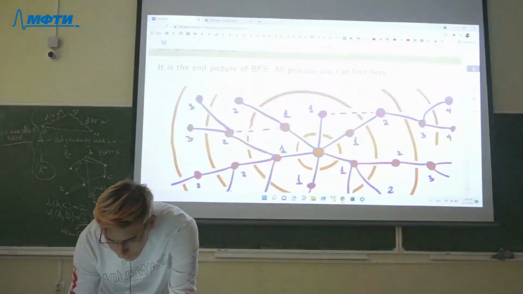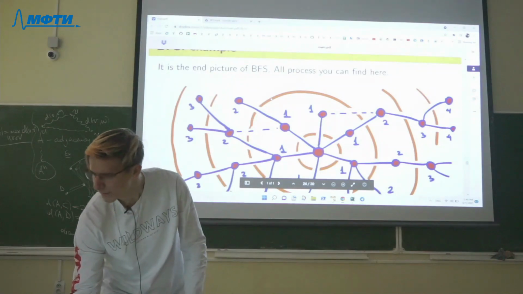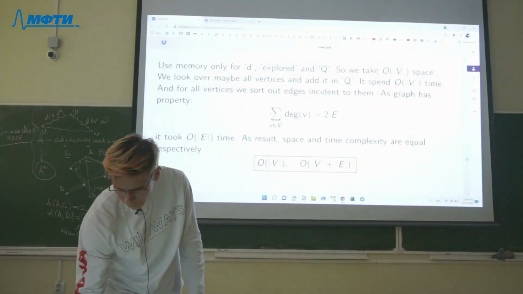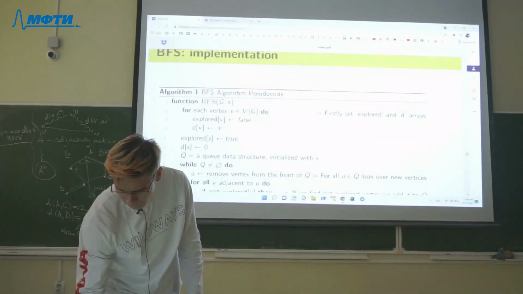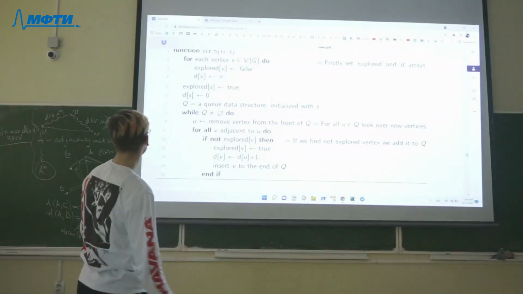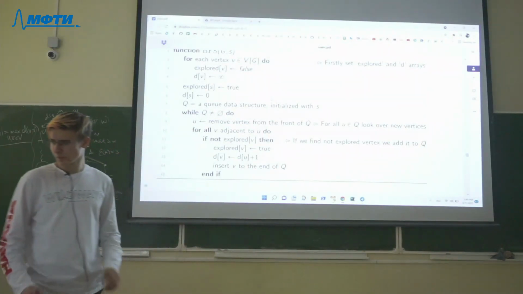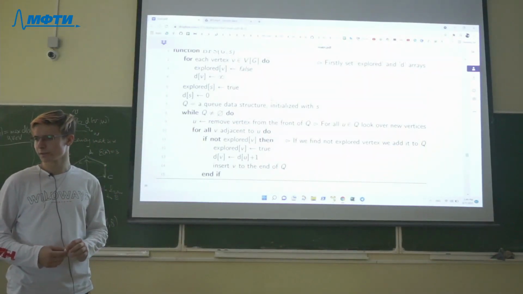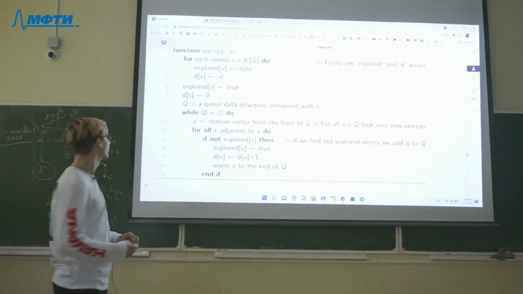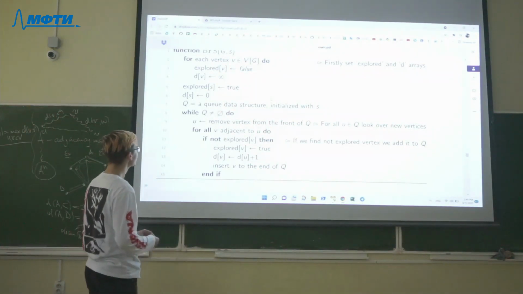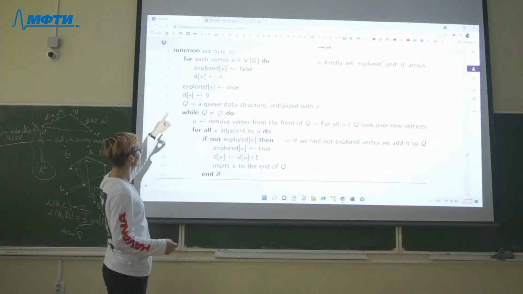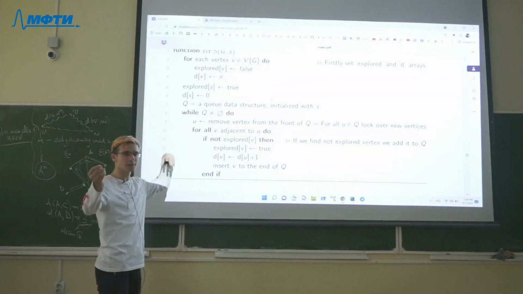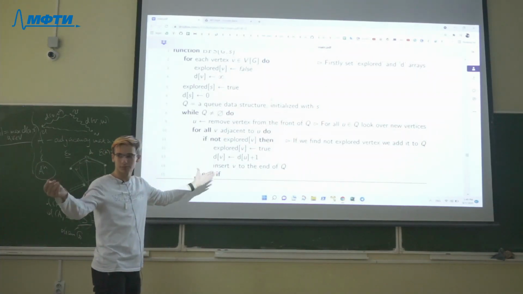About line 6. In line 6 we initialize the distance of S. We say that the distance between the start point and the start point is equal to 0.